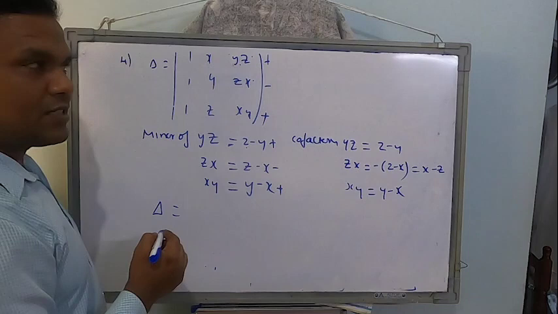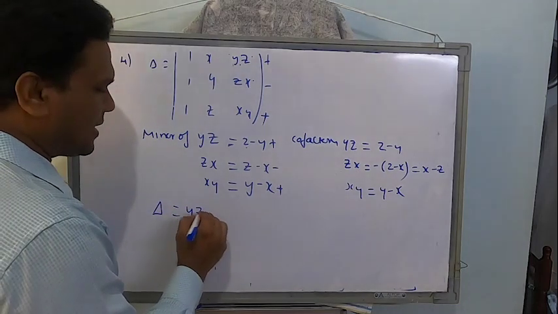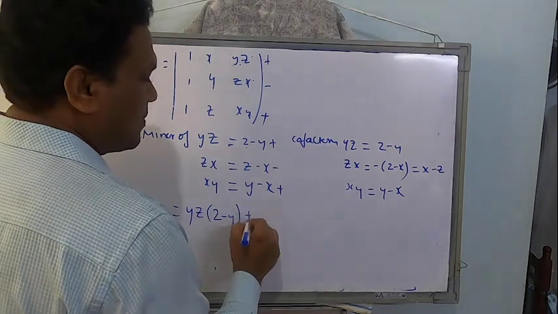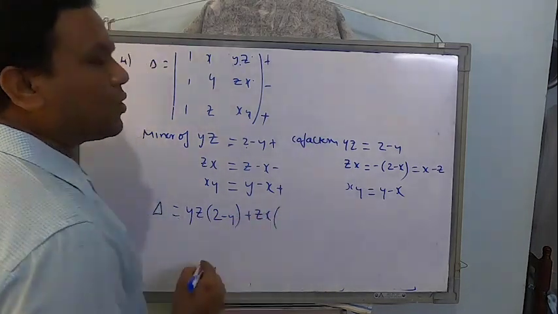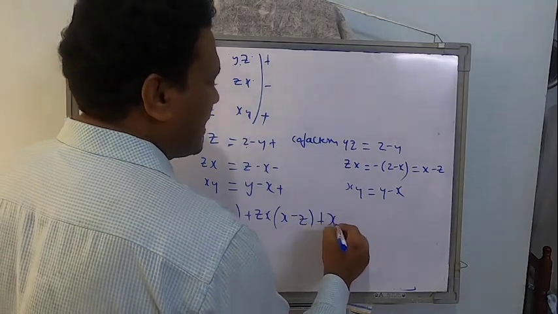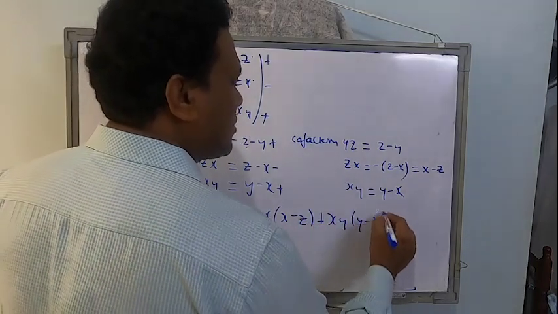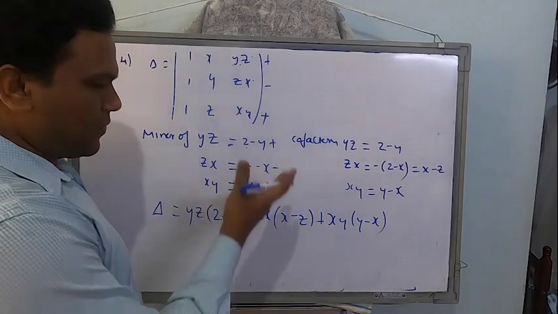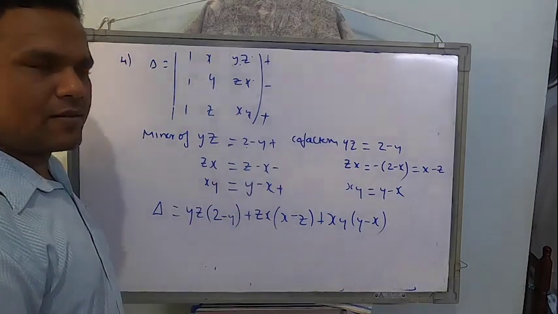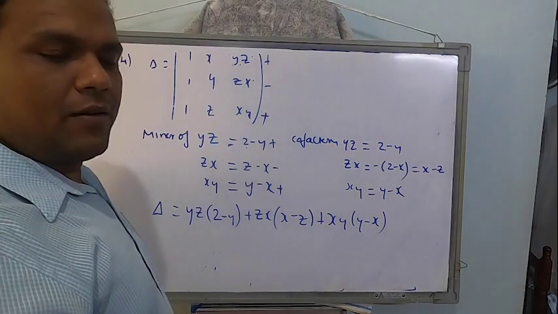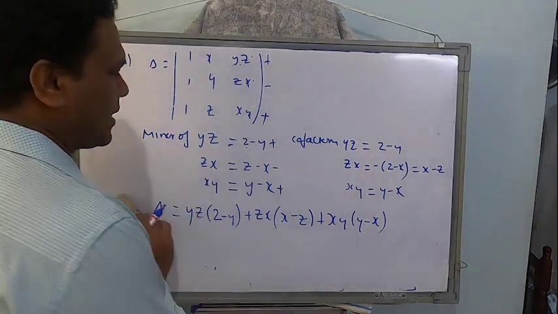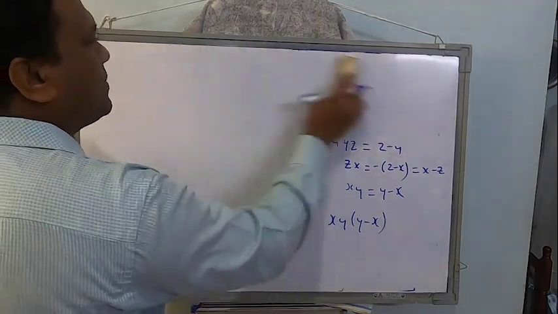So what's the value of the determinant? Third column elements I should consider. So it is yz multiplied by its cofactor z minus y, and the next one plus zx, correct now, multiplied by its cofactor x minus z, plus xy multiplied by its cofactor. That's enough. If you want, you just multiply and simplify it. Few more steps and you can still get the answer. So this is how it should be done. Whenever they specify use a particular row or column cofactors, it should be done like this. An easy concept.